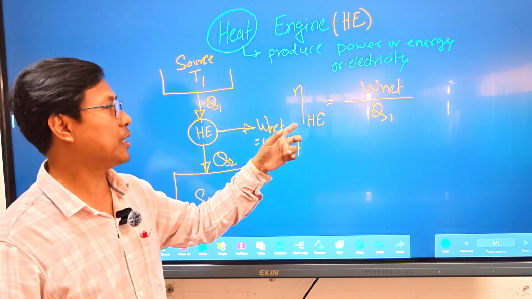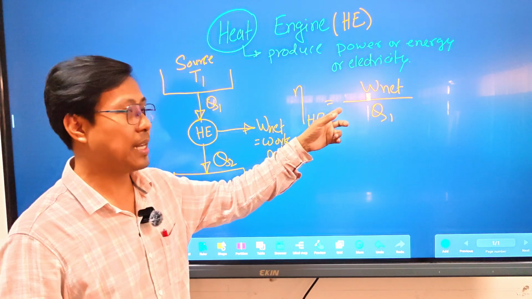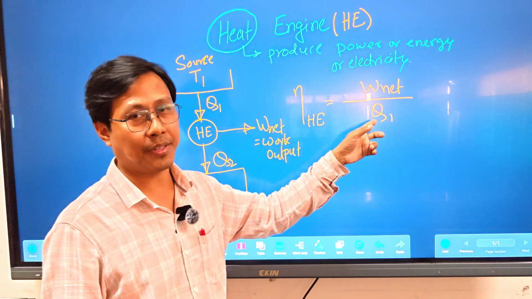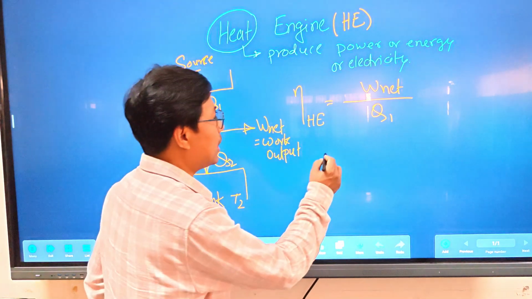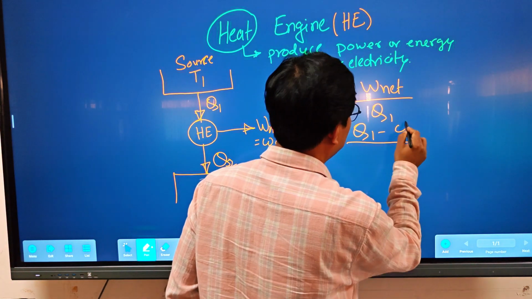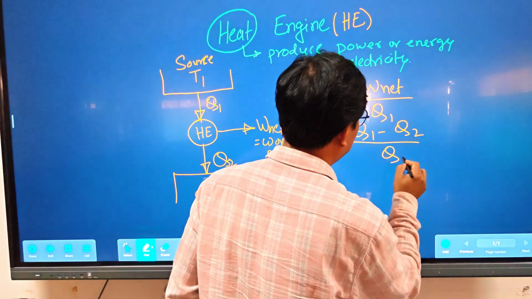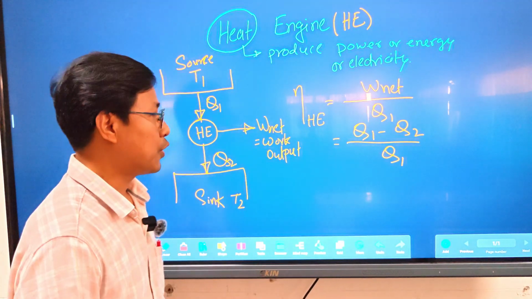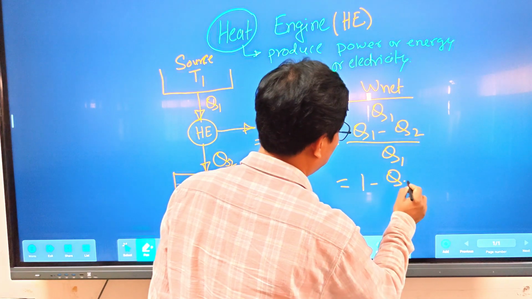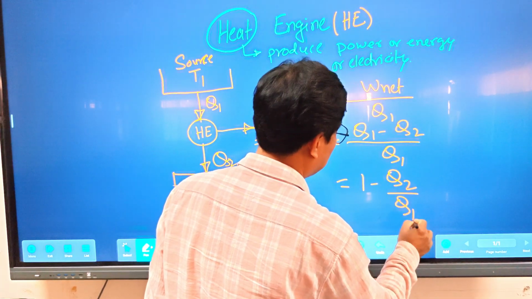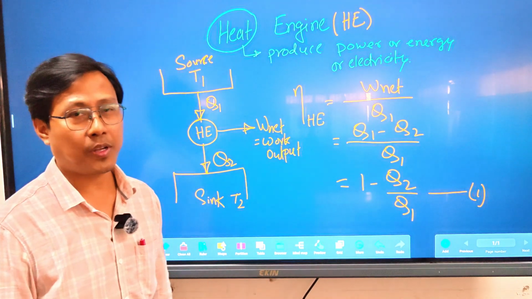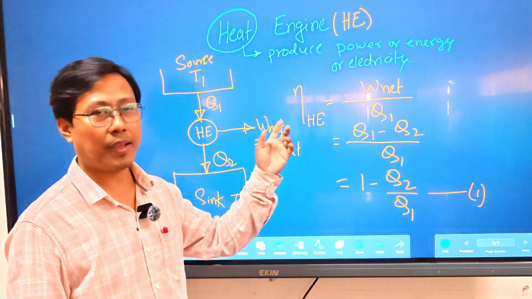Okay, so efficiency of a heat engine is defined as the ratio of net work divided by heat addition. Clear? And this formula will become Q1 minus Q2 divided by Q1. So finally we are getting 1 minus Q2 by Q1. This is the final expression of efficiency of a heat engine.